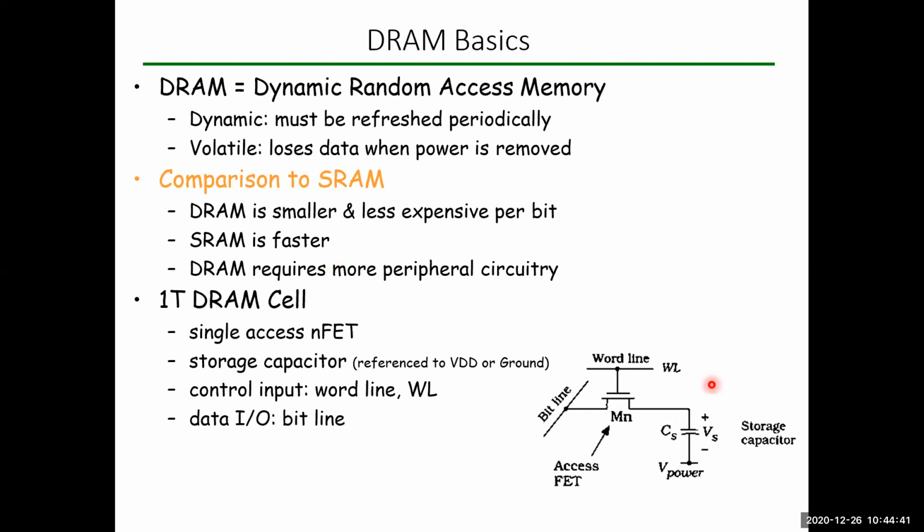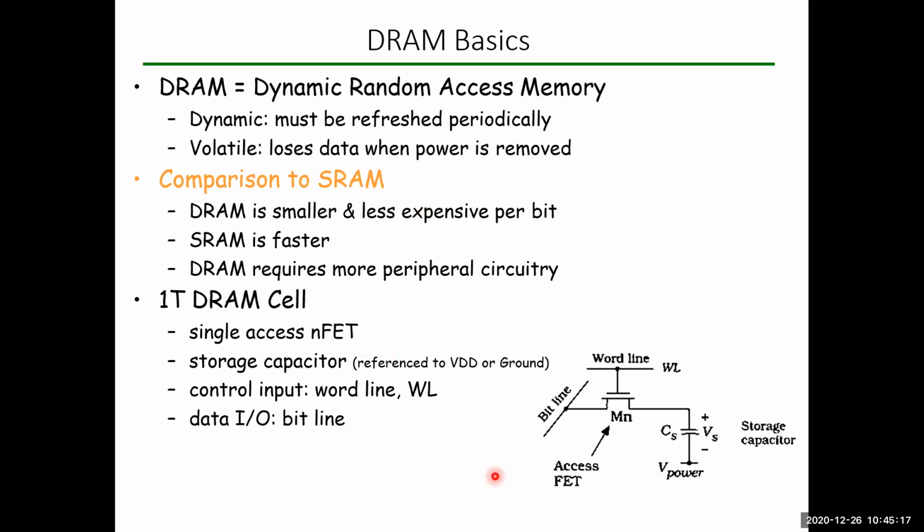Since in the DRAM it has to be refreshed dynamically, the refreshing takes place periodically over here. So it is not as fast as the SRAM. SRAM is faster, and the DRAM requires more peripheral circuits in order to construct it. Many kinds of capacitive elements, capacitors, will be used. That's why it requires more peripheral circuitry. Coming to its nature, it's a volatile kind of RAM which loses data when the power is removed.